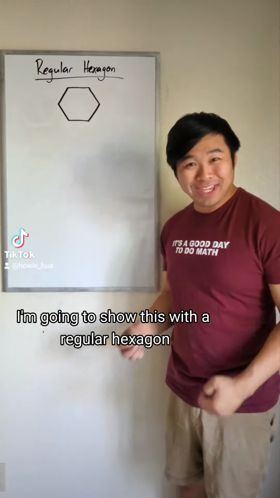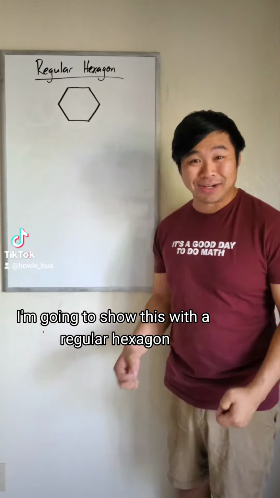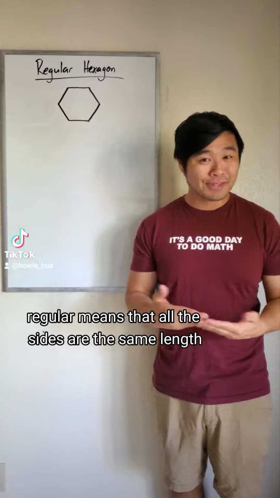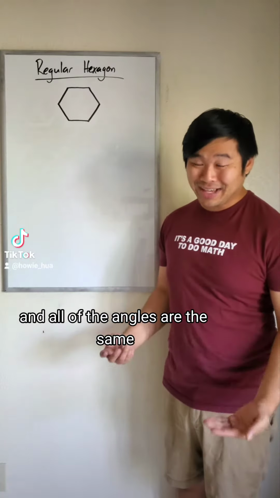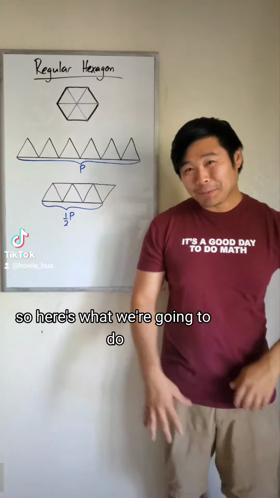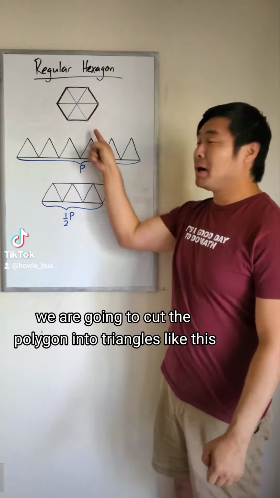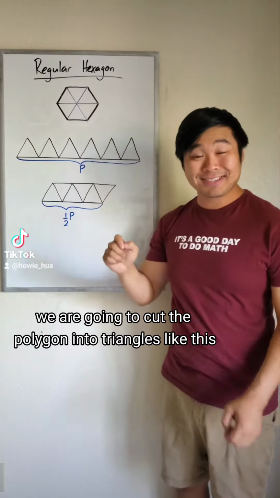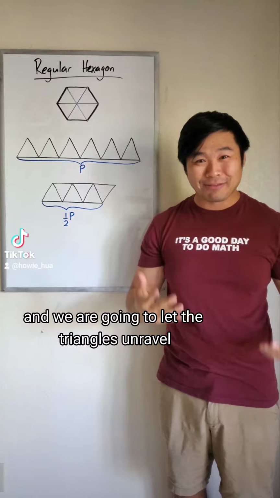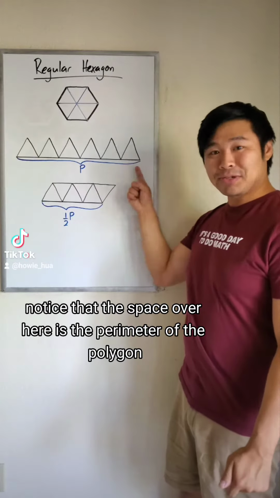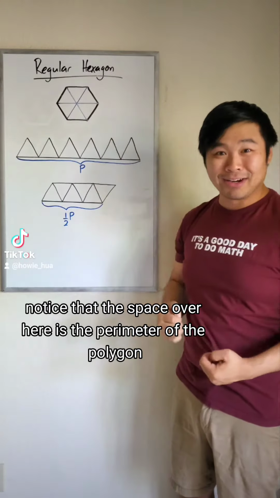I'm going to show this with a regular hexagon, but this can be used with any regular polygon. And by the way, regular means that all of the sides are the same length and all of the angles are the same. So here's what we're going to do. We are going to cut the polygon into triangles, like this, and we are going to let the triangles unravel. Notice that the space over here is the perimeter of the polygon.